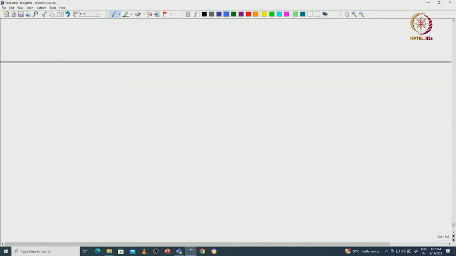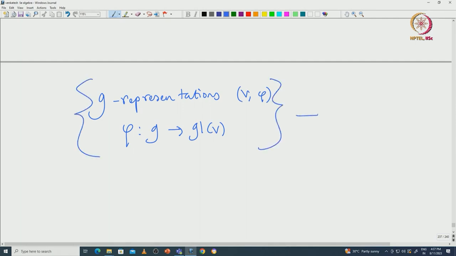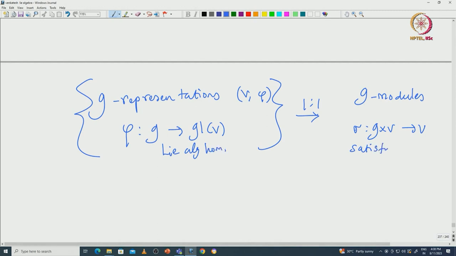If you take G representations, that is phi from G to GL(V), maybe you can also denote it by (V, phi), from this you have a one to one correspondence with what are called G modules. This is actually a map from G cross V to V, satisfying that it is a Lie algebra homomorphism, satisfying the conditions M1 to M3. So this correspondence is very clear. That is what we just saw.